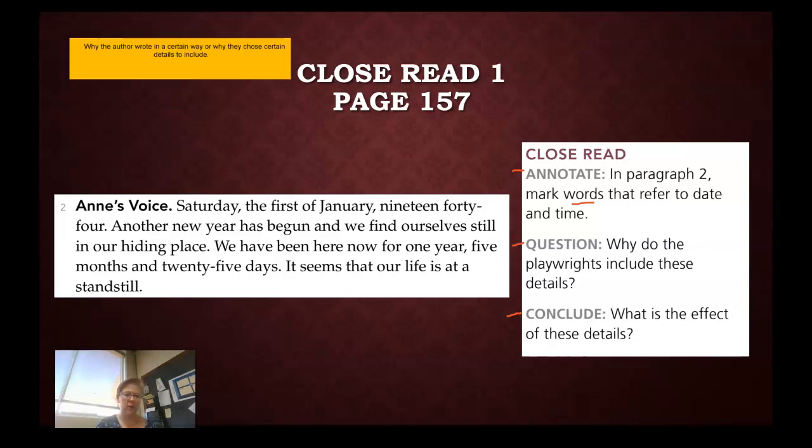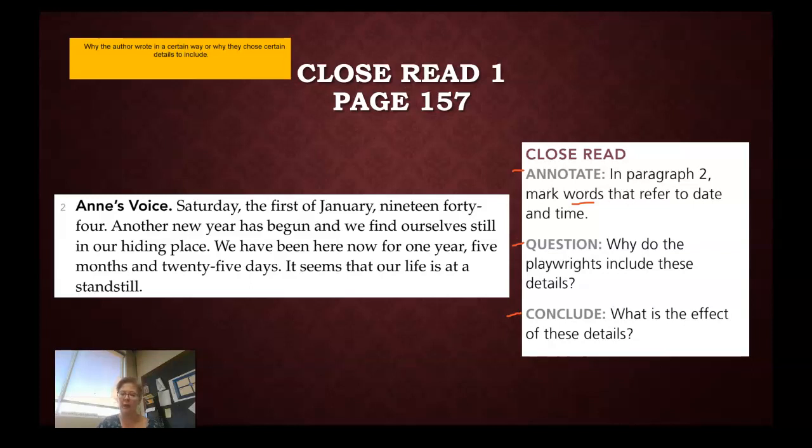So let's look at our first excerpt. This is an excerpt. We've taken a piece from the whole, and we're going to analyze or break apart this excerpt, looking for specific text evidence so that we can answer a question and then draw a conclusion. So it says here, Anne's voice, Saturday, the 1st of January, 1944. Another new year has begun, and we find ourselves still in our hiding place. We have been here now for 1 year, 5 months, and 25 days. It seems that our life is at a standstill.